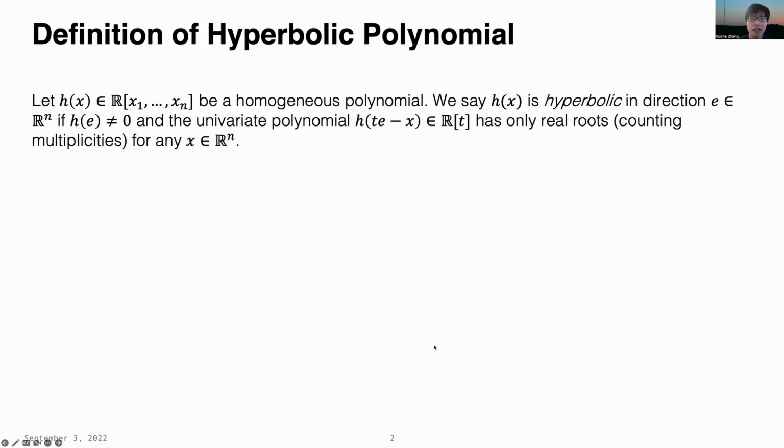Here is the definition of hyperbolic polynomial. Let h(x) be a univariate degree d homogeneous polynomial. We say h(x) is hyperbolic in direction e in R^n if h(e) is non-zero, and also the univariate polynomial h(te minus x), which is a polynomial in variable t, has only real roots for any x in R^n.